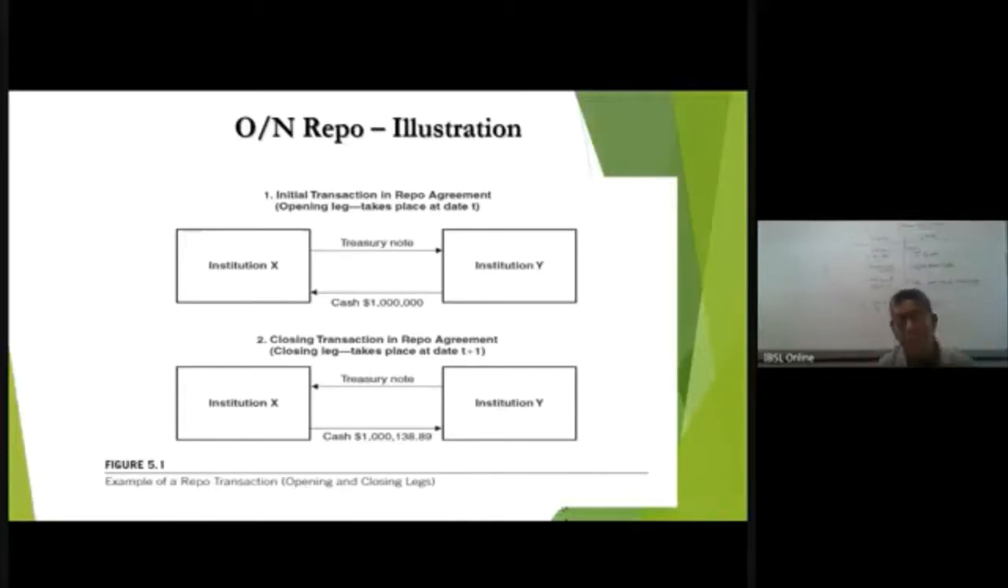Now here, 1 million, and here 1,138.89. So what is that part? That is what you call the repurchase price. The repurchase price is more than your selling price, so 138.89 is your profit. What is your selling price? 1 million. And what is your repurchase price?